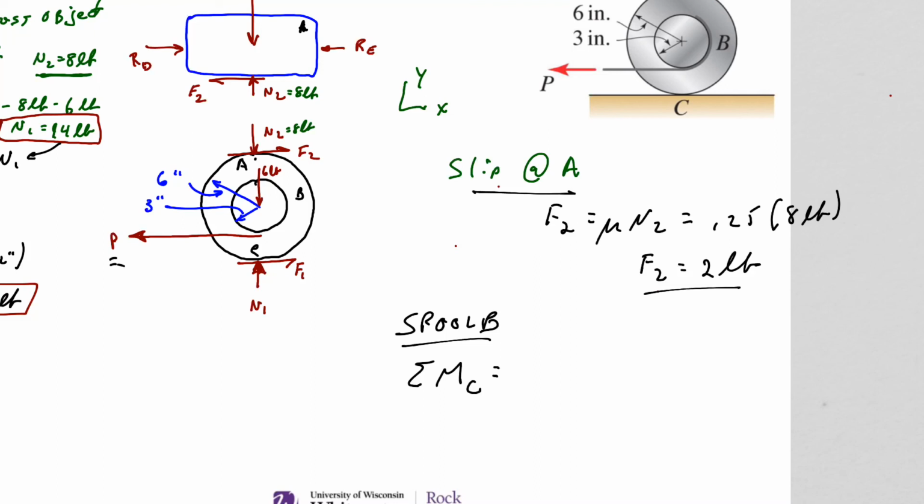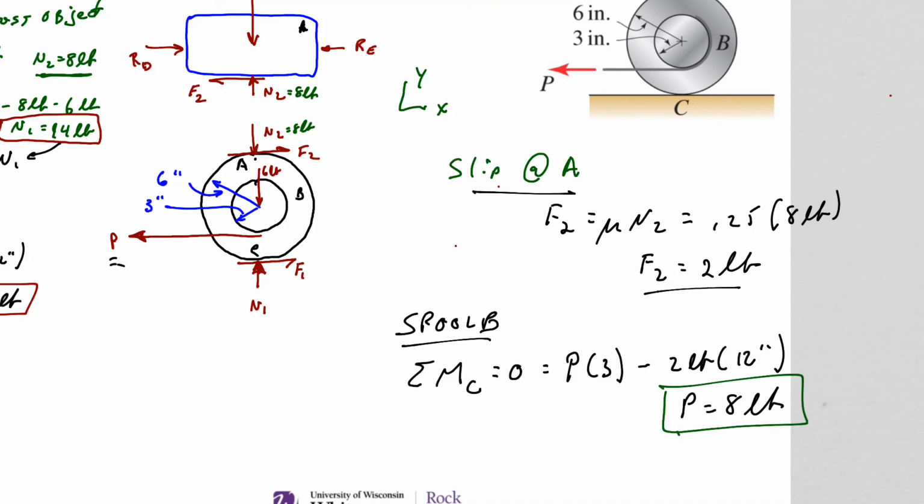So let's take a look at that. So when we do that, what do we get? We have our P again, and it's 3, because now we're only taking moments down there, so the difference between 6 and 3 is 3, so that's that distance. It is wanting to give us a positive moment. And then we see the F2 wants to give us a clockwise direction around point C. That will give us a negative moment, and again, that moment arm is 12. And if we solve for that, we get for P is equal to 8 pounds.